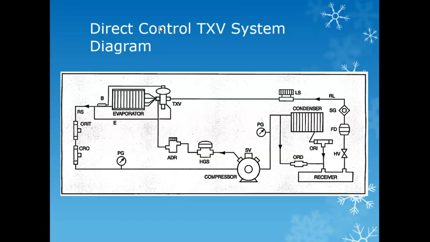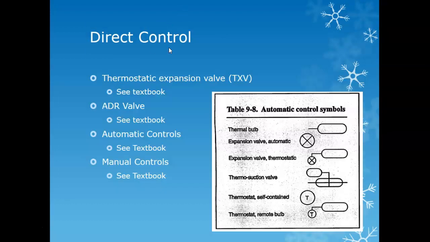All right, so this is a direct control system. You have your evaporator, and it's talking to your compressor. You have your receiver, your condenser, with your gauges. This is all dealing with hydraulics and pneumatics here. So with direct control, we have thermostatic expansion valves, which they give you the full definition in the book. You have what's called an ADR valve. You have automatic controls and manual controls. We've kind of gone over that when we were doing the questions and answers earlier.